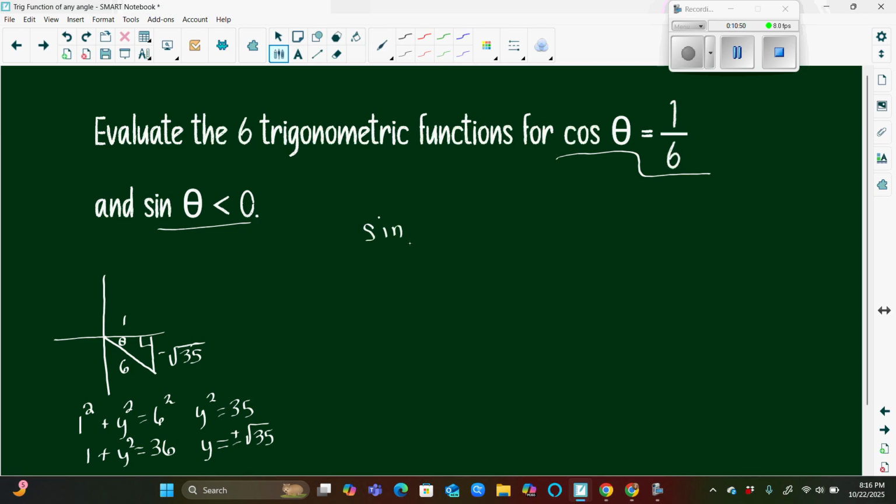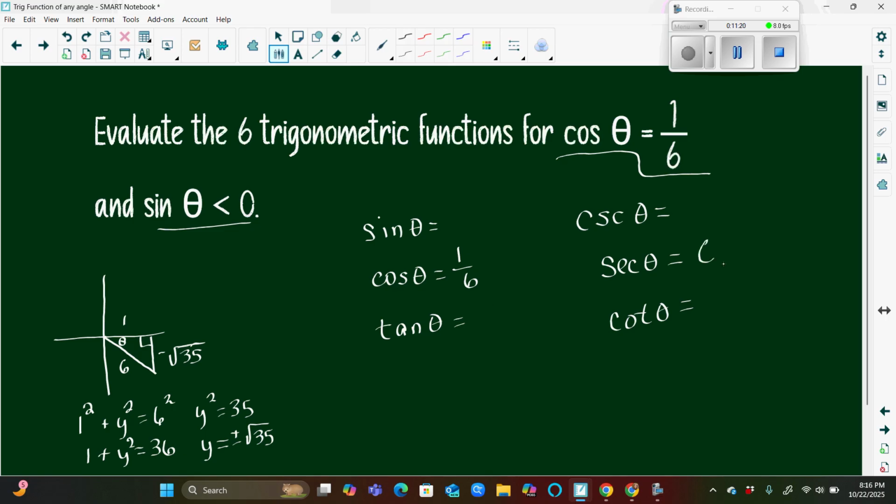Sine theta, cosine theta, tan theta, and then we're going to say cosecant theta, secant theta, and cotan theta. Again, we already know cosine, so I'm going to go fill that in. And since we know cosine, we know secant. Secant's the reciprocal. So the reciprocal of 1 over 6 is going to be 6. So those two we already know. So now let's take it to the triangle over here and let's find sine.